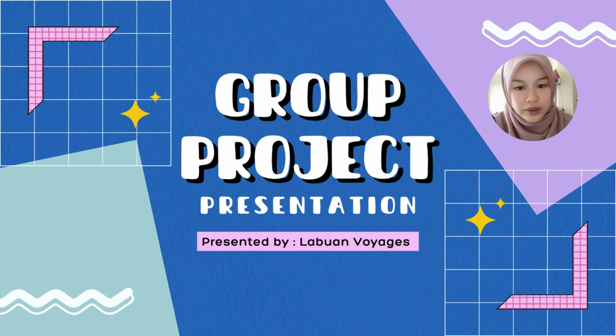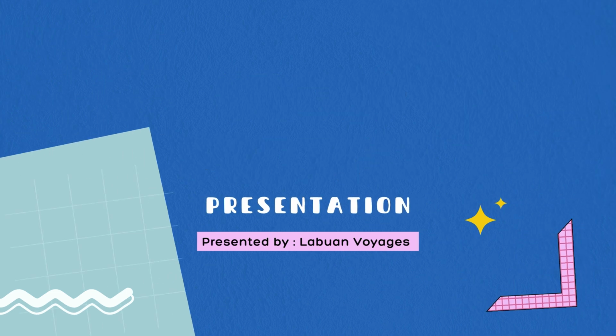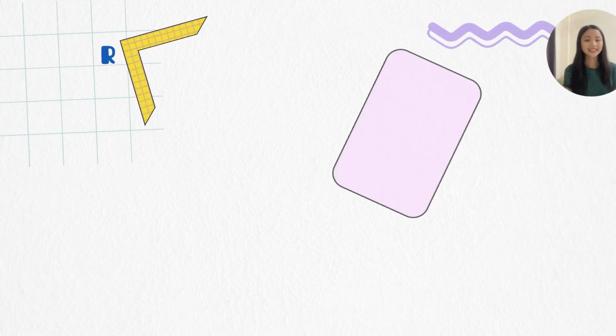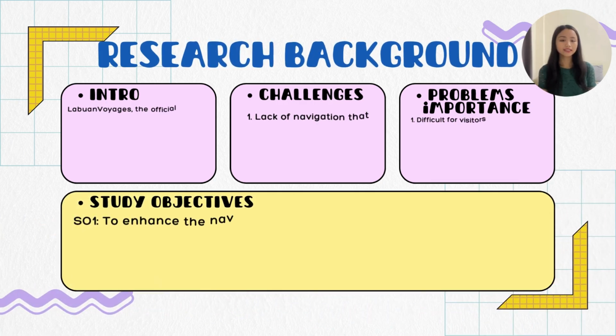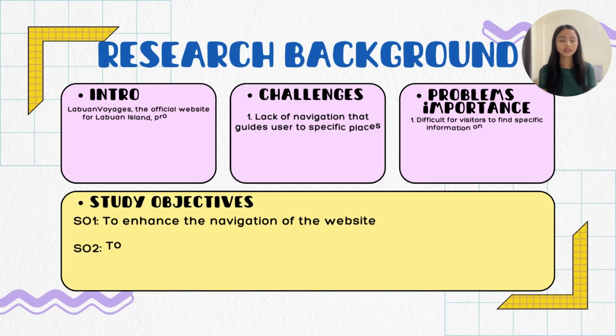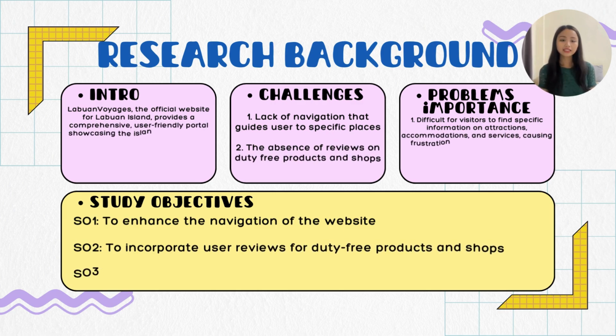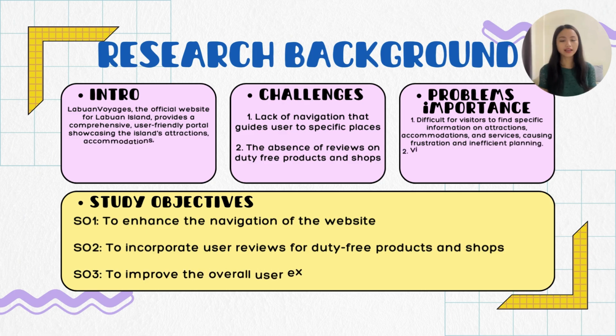Me and my group members will be presenting our group project that covers designing interactive systems. I am the leader of this group and these are my team members. In research background, we highlighted 4 different sections. First is the introduction, second is the challenges, third is the problem's importance, and finally, the study objectives.